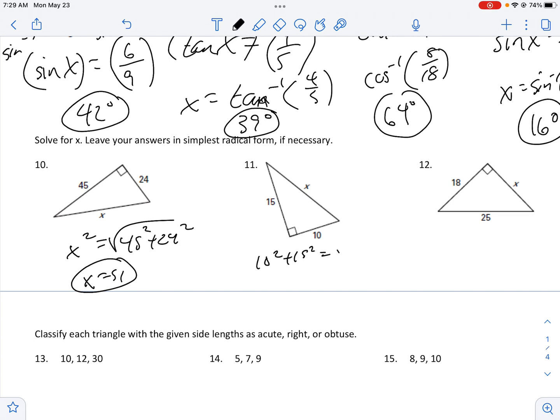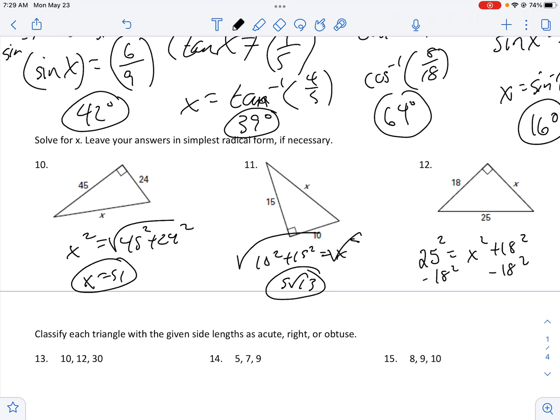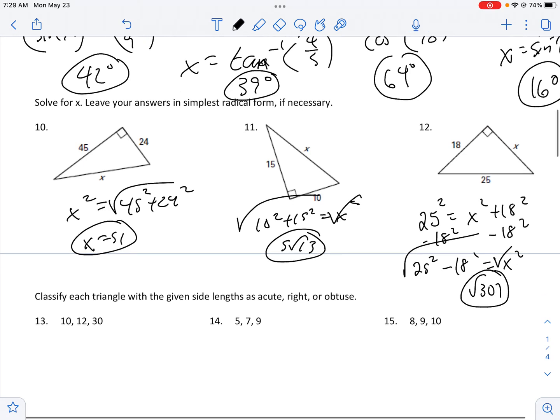Here we have 10 squared plus 15 squared equals x squared. Take the square root of that, you get 5 square root of 13. But here you have 25 squared equals x squared plus 18 squared. Take the square root of that and you get square root of 301. Oh, and this is going to be a long video, so I might just speed up some places.